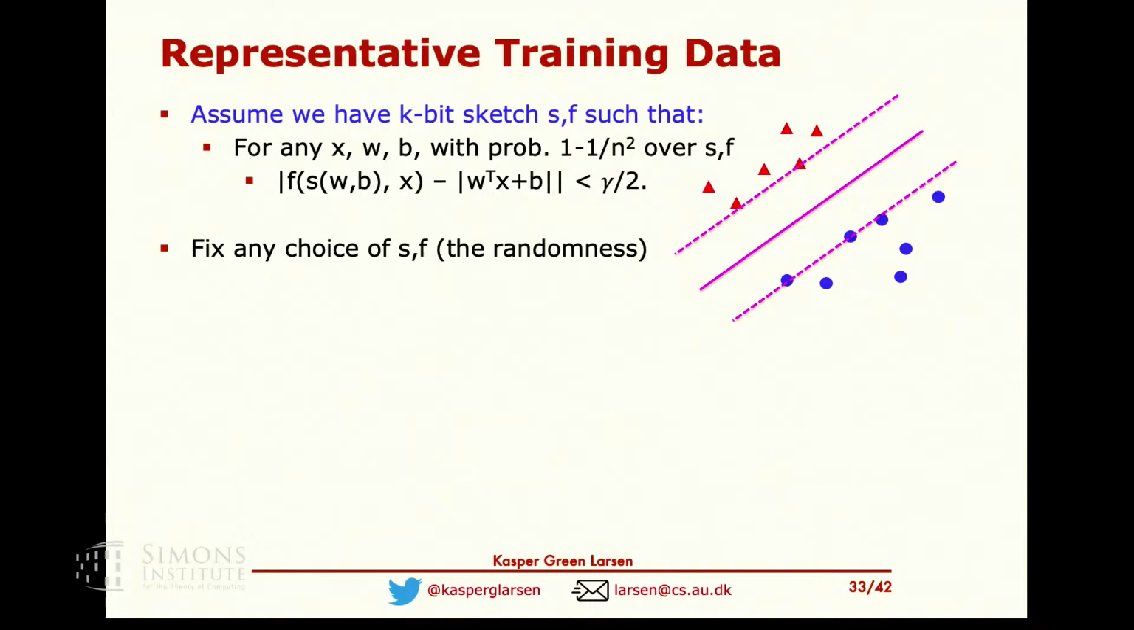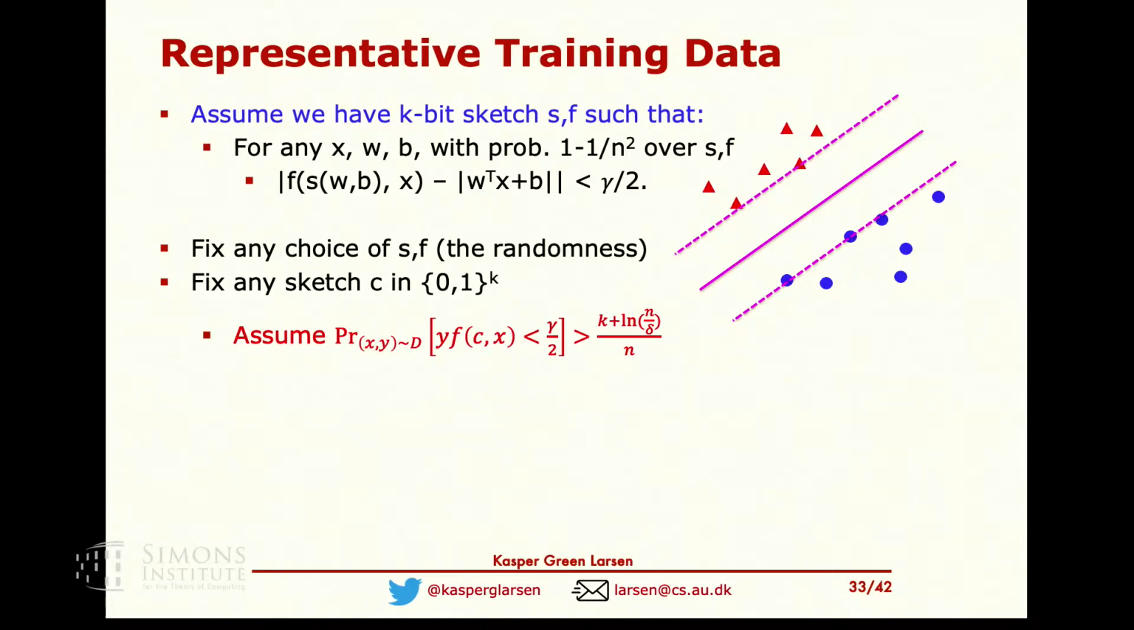So first, let's start by fixing the sketching, all the random choices of the sketch, and also the output of the sketch. So look at some output C, just a bit string, and also fix the randomness of the sketch. Then I'd like to show something similar to before. I would like to argue that in some sense the performance of this sketch C, the one we fixed here, on the training data is very close to its error under this distribution D.